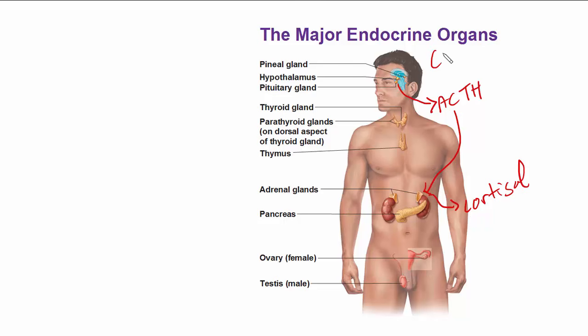ACTH is stimulated by CRH from the hypothalamus. So the hypothalamus releases corticotropin releasing hormone. Corticotropin itself is then released from the anterior pituitary down to the adrenal, causing the release of cortisol, which then goes off again to body cells and causes glucose release. So there we see the hypothalamus again being involved.